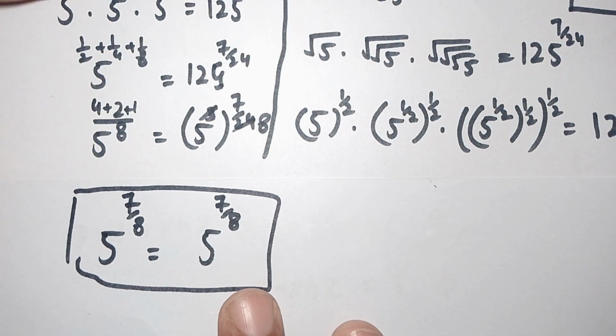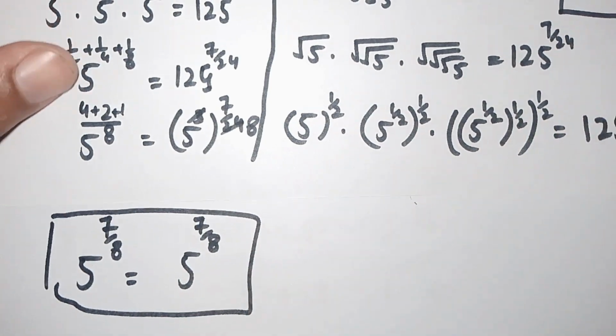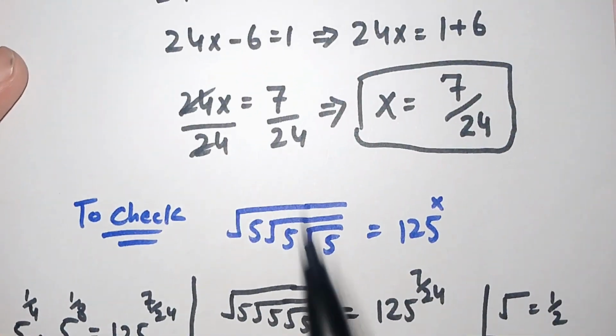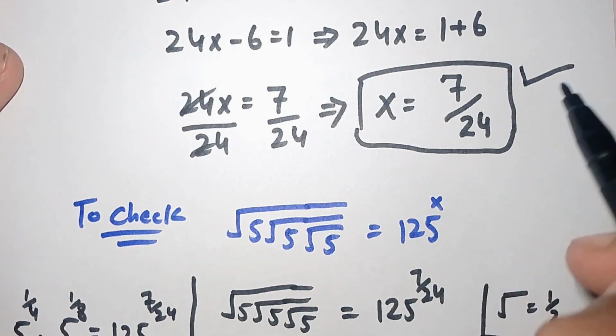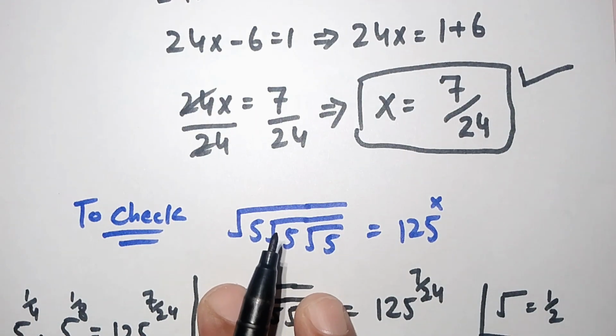So this shows that the value of x, which is equal to 7 divided by 24, is the correct answer of this interesting question.